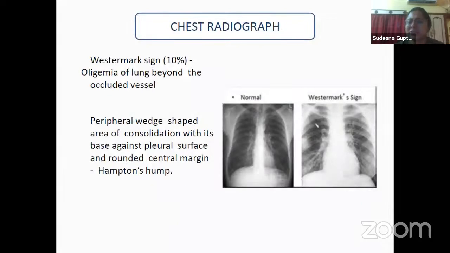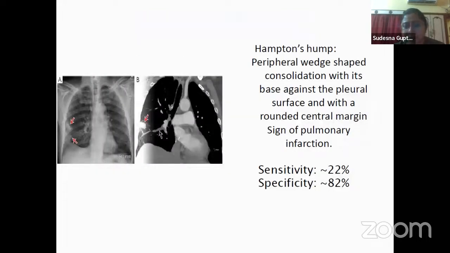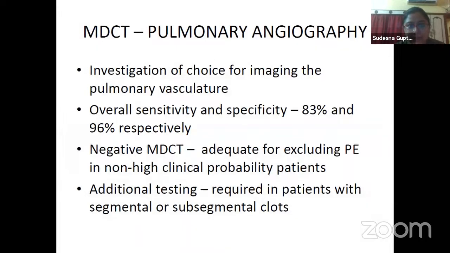If I look at the chest radiographs, though these signs are not seen nowadays because of the advent of MDCTs and other scans, these are the classic signs of pulmonary embolism, like the Westermark sign, as I can see on the X-ray, or the Hampton's hump, which has a sensitivity of 22% and a specificity of 82% if they can be detected on the X-ray.